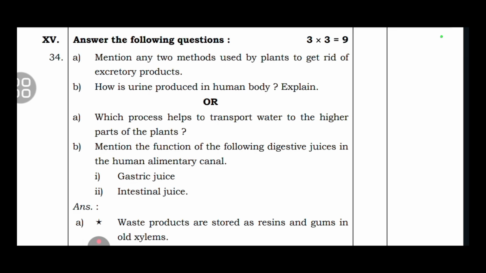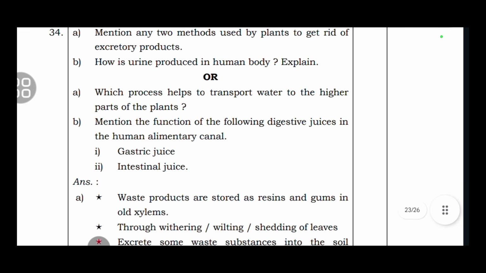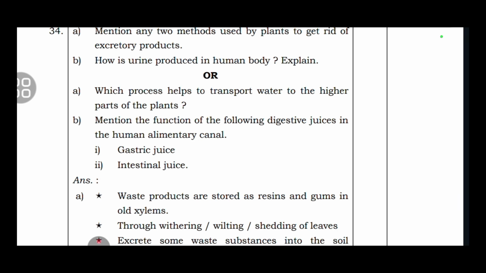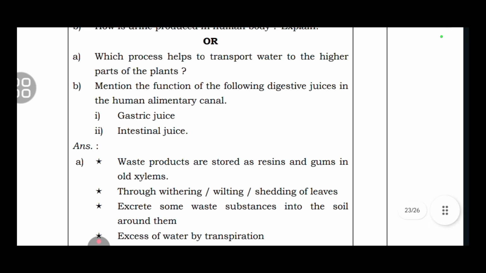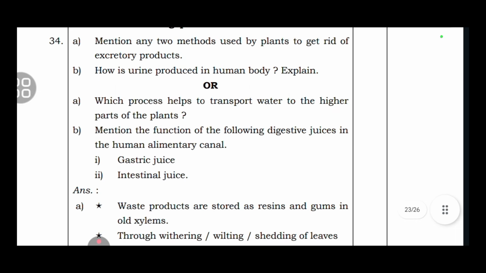In the 34th question, mention any 2 methods used in plants to grow accelerated products. How is urine produced in the human body? Explain. And in the OR question they have given A and B also. Here, above, is the 34th question's A and B distribution.